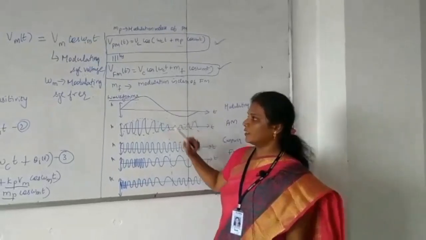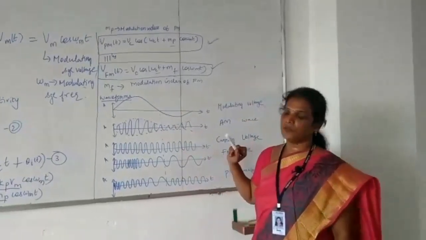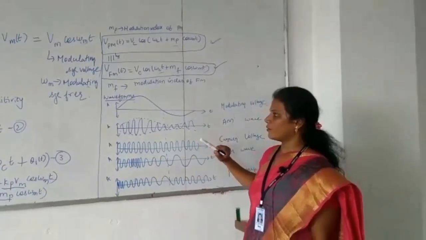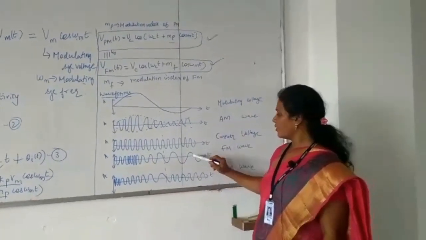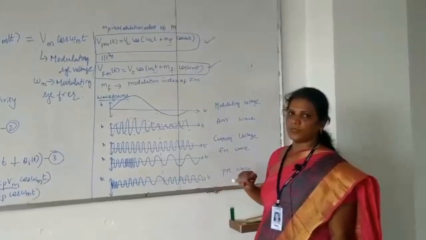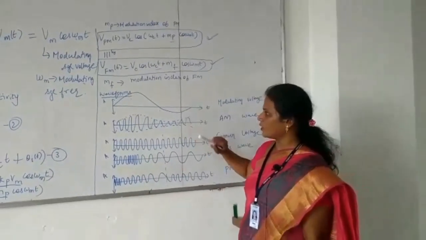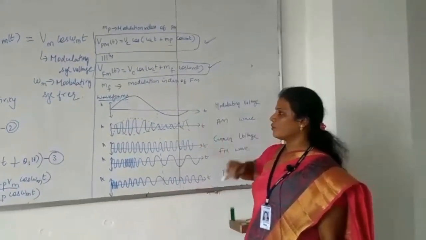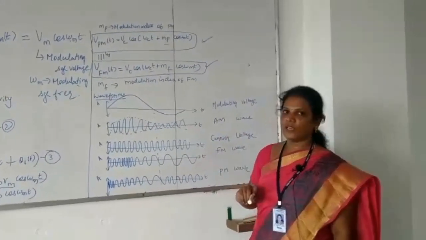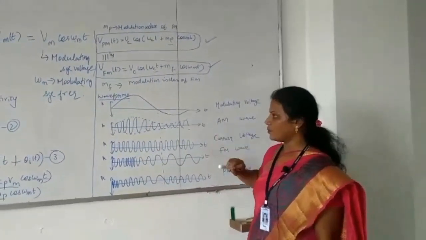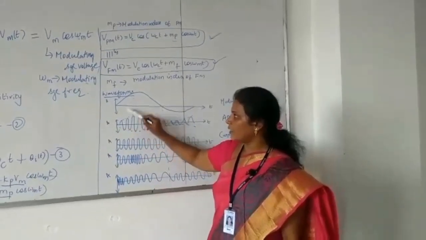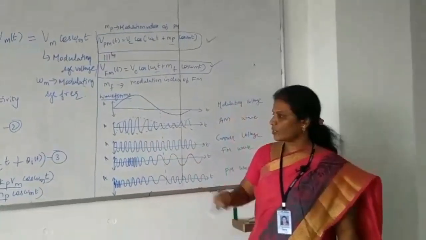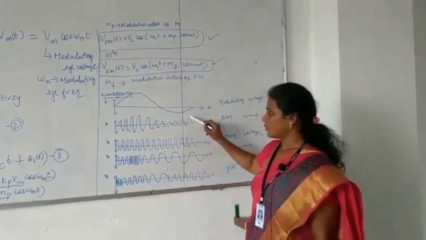Waveforms next we are going to see. Here I have just drawn five waveforms. First is the modulating signal voltage. Second is the AM signal. Third is the carrier signal waveform. Fourth is the FM wave. Fifth is the PM wave. If you see the modulating signal voltage, it is of low frequency and the carrier signal is of high frequency. The AM signal is nothing but the amplitude of the carrier being varied as per your modulating signal voltage.